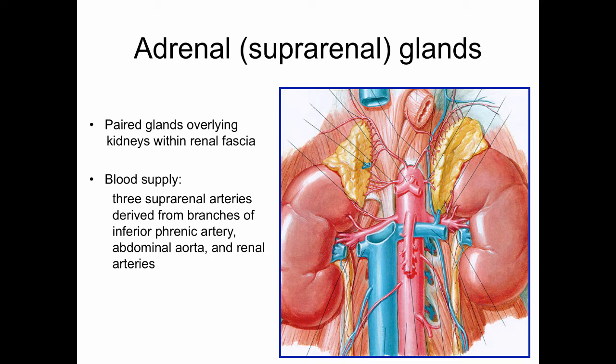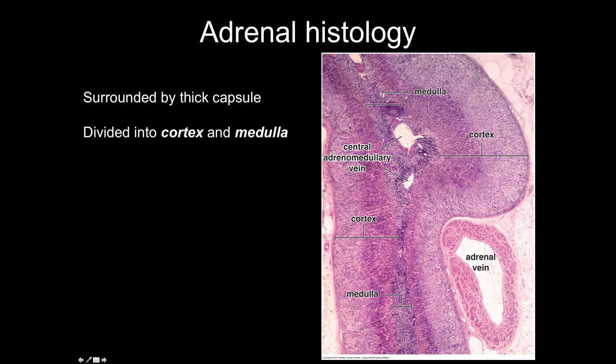The blood supply to the adrenal glands. There are three suprarenal arteries that are derived from branches of the inferior phrenic artery, the abdominal aorta, and the renal arteries. And I think you can see that on the diagram. The adrenal gland is surrounded by a fairly thick connective tissue capsule. You can see a little bit of that here.